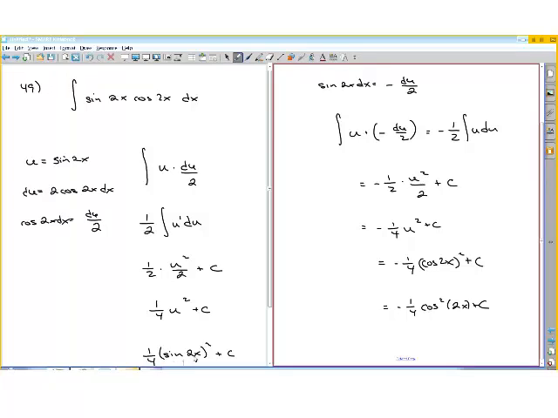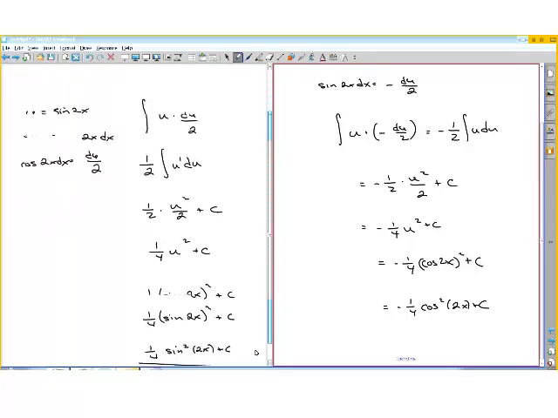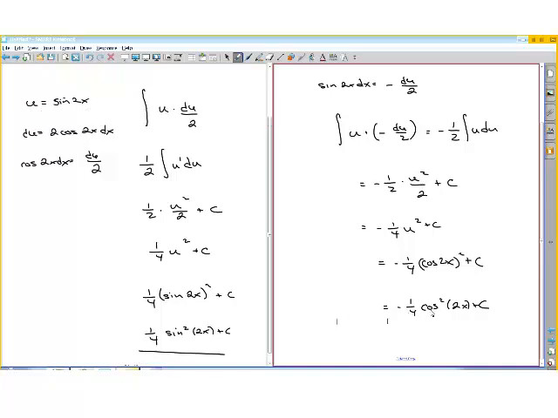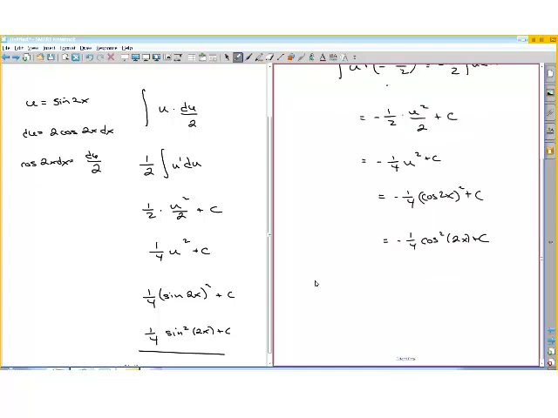So here I get 1/4 sine squared of 2x plus c. Here I get negative 1/4 cosine squared of 2x plus c. But the way we link these two is the Pythagorean identity, which says the sine squared of x plus the cosine squared of x is equal to 1.